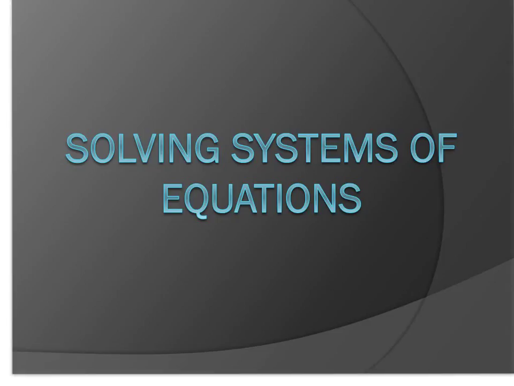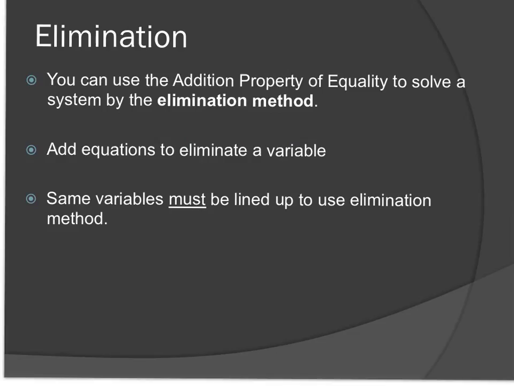We are going to look at solving systems of equations algebraically. The first way we looked at solving systems was graphically, and next we're going to look at elimination and substitution. Elimination. You can use the addition property of equality to solve a system by the elimination method. You add equations to eliminate a variable. Same variables must be lined up to use the elimination method.